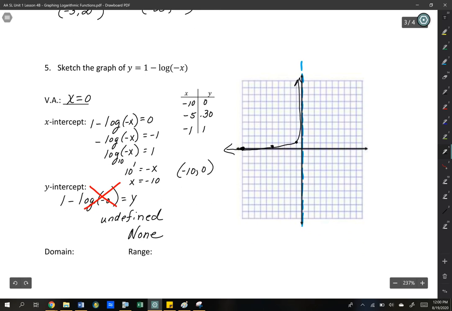Right, using our graph as a guide, the domain looks like it's everything up to but not including 0. So from -infinity to 0, not including 0. And the range, as always, is all real numbers.